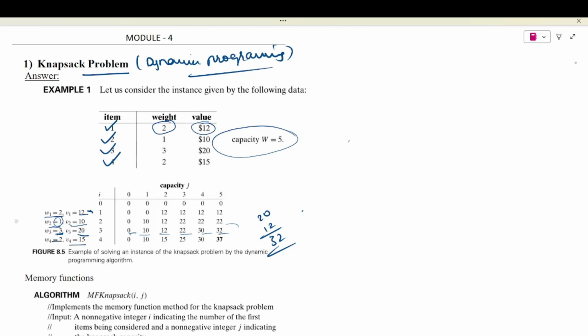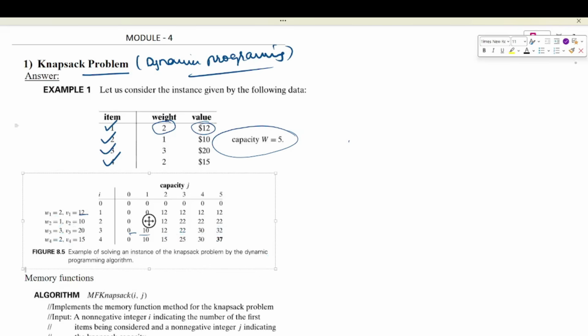So for capacity 5, you exclude item 32 that was there, and you include items 15 and 22. If you include them, you will be getting 37. That is why you have written it, and the maximum is 37, which is the maximum value, so you will keep it.